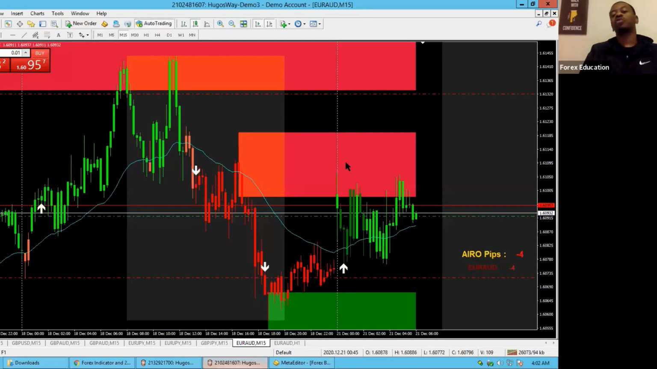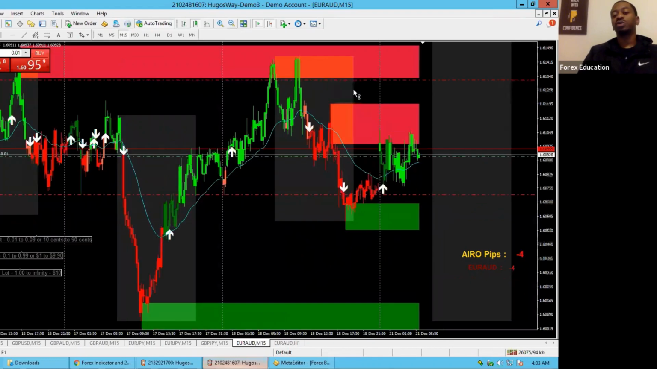Again, this is not the holy grail. AIRO will not give you every trade and make sure you're profitable 100% of the time, every time you look at the chart. It is based on how price is moving for that time frame. That's why the money zone is there to help identify the time of day you need to be looking to trade.